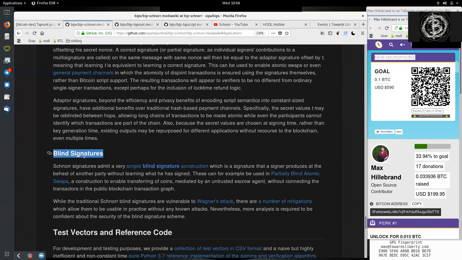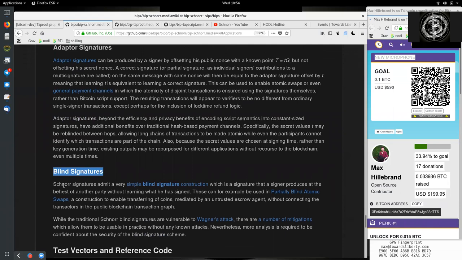Okay. And the last use case that is outlined here, blind signatures. Schnorr signatures admit a very simple blind signature construction, which is a signature that a signer produces at the behest of another party without learning what he has signed. These can, for example, be used in partially blind atomic swaps, a construction to enable transactions of coins mediated by an untrusted escrow agent without concerns that the transaction appears in the public blockchain transaction graph.